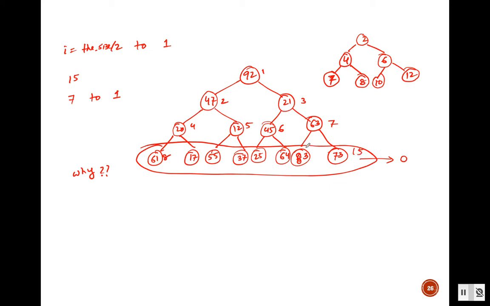Now if we consider all the leaf nodes, each leaf node is just a single node. So each single node is already a heap. So they are already a min heap. Node 73 doesn't have any children, so it's already a min heap. So all the nodes in the leaf level are already heaps, whether min heap or max heap.